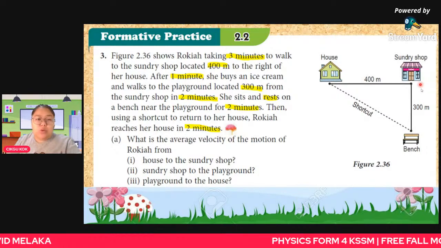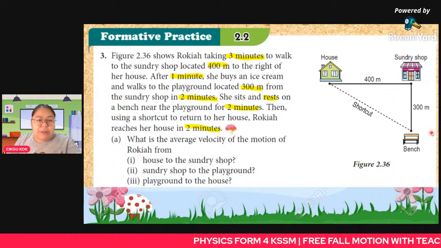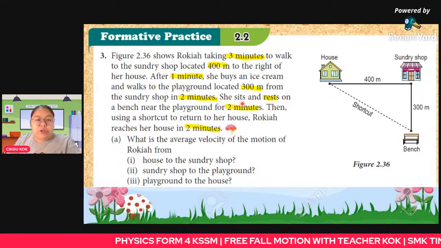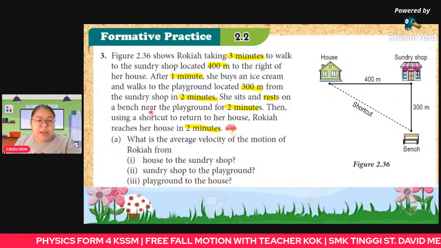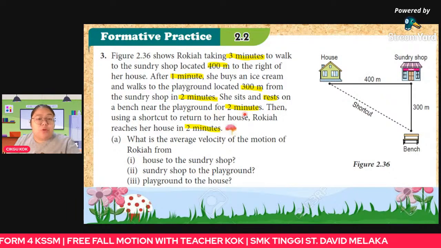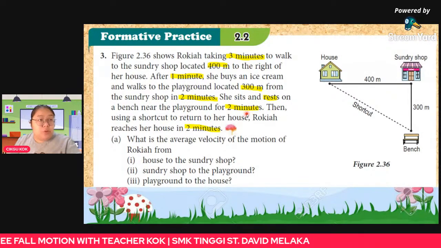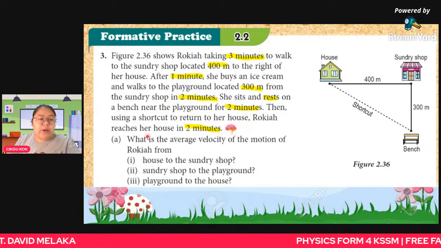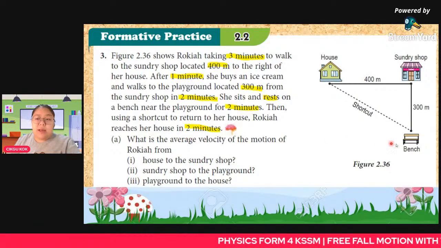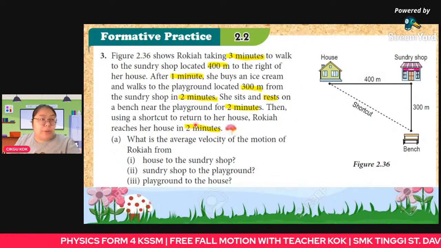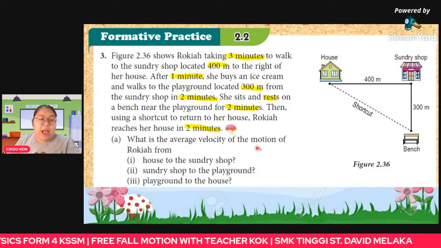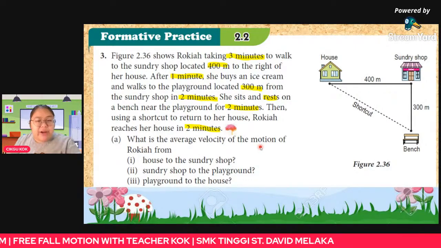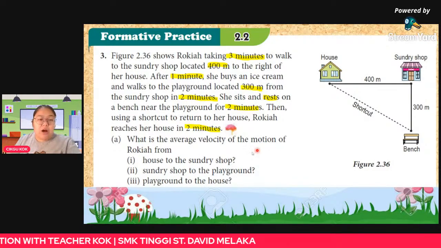They walk 2 minutes to go to the playground. Then after that, she sits and rests on the bench near the playground for 2 minutes. After that, they use the shortcut to go back to her house. So Rokia reached her house in 2 minutes. That means from the playground straight, going back to the house takes 2 minutes. So from here they ask, what is the average velocity for the motion of Rokia?